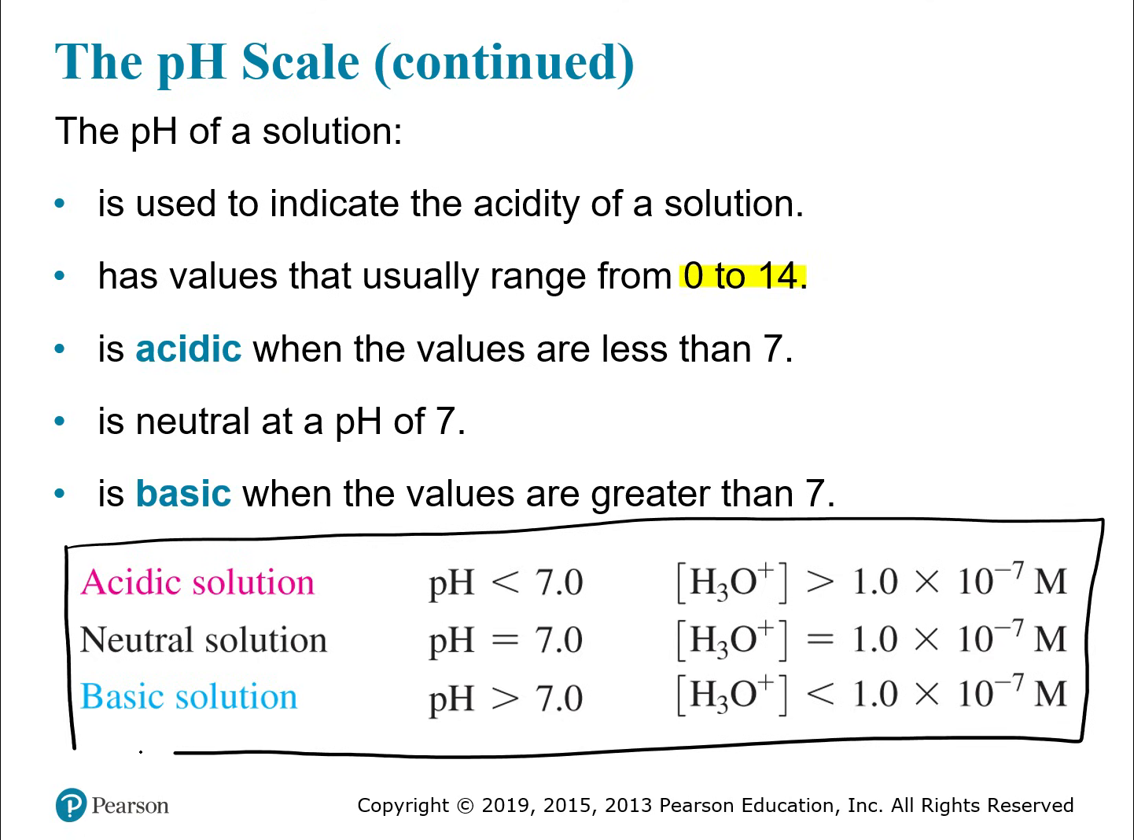So we now have two definitions of what it means to be acidic, neutral, and basic: pH, and we can also talk about the change in hydronium concentration. So I would suggest putting that into your notebook, and we're going to talk about one more way where we can identify acidic, neutral, and basic. So leave some space.